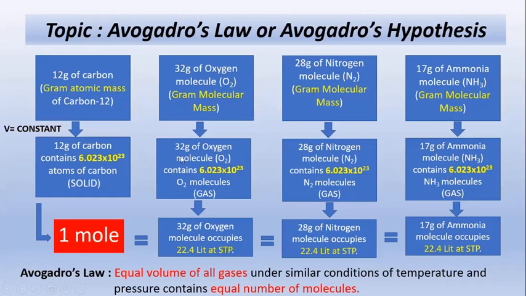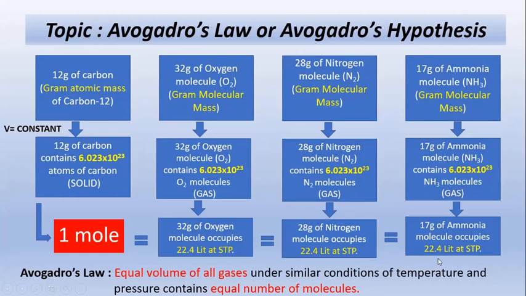And if it is a gas, we know very well that oxygen, nitrogen, ammonia, all are gases. So this 32 gram of oxygen exactly occupies 22.4 liters at STP because it's a gram molecular mass. Similarly, 28 grams of nitrogen molecule occupies 22.4 liters at STP. As like this, right? 17 grams of ammonia molecule occupies 22.4 liters at STP exactly.